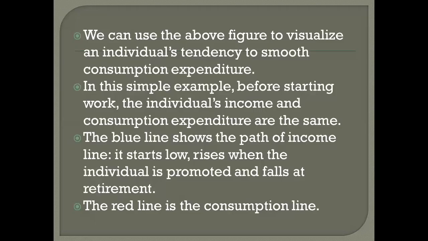We can use the above figure to visualize an individual's tendency to smooth consumption expenditure. In the simple example, before starting work, the individual's income and consumption expenditure are the same. The blue line shows the path of income. It starts low, rises when the individual is promoted, and falls at retirement. The red line is the consumption line.